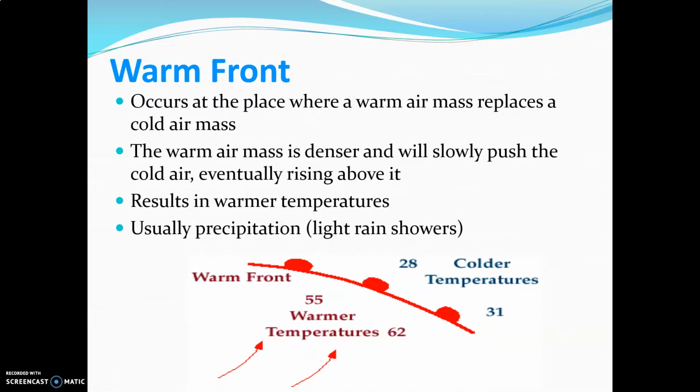Warm front occurs at the place where a warm air mass replaces a cool or cold air mass. The warm air mass is denser and will slowly push the cold air, eventually rising above it. This results in warmer temperatures, usually precipitation, light rain. So when it's a cold front, the warm front comes in and we get light rain, and then the temperatures will rise.